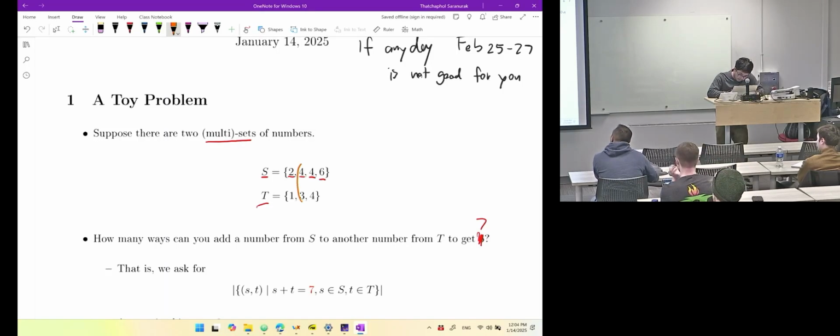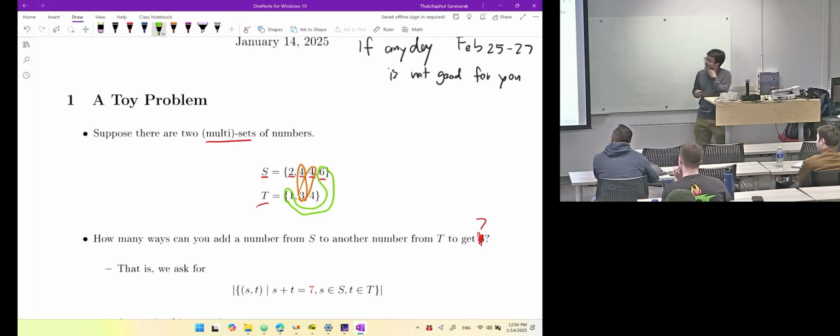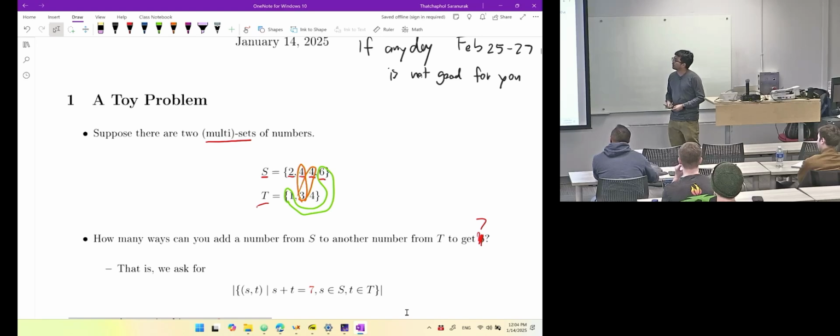I think there are 3 ways, right? Yeah. You can choose this pair, and then this pair. So that's 3 ways. Okay. So this is easy to check when the problem is small, but can you do this quickly? That's the question.